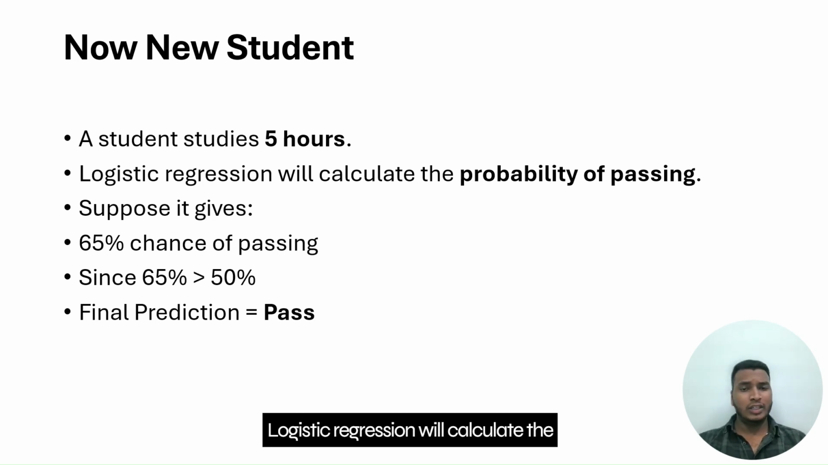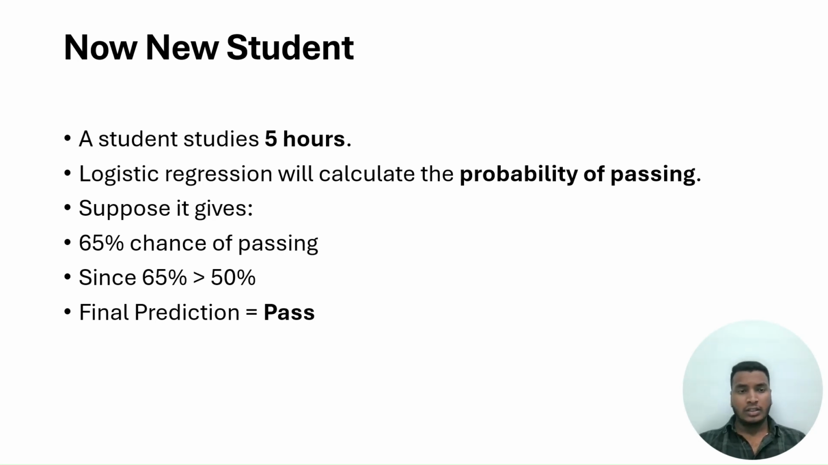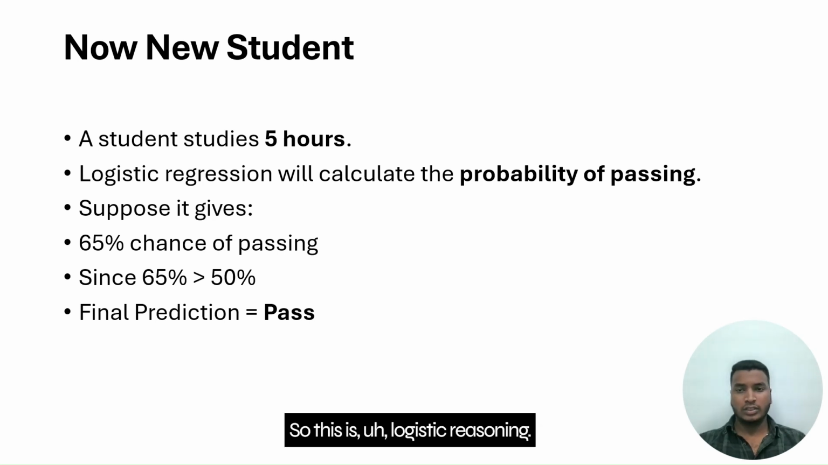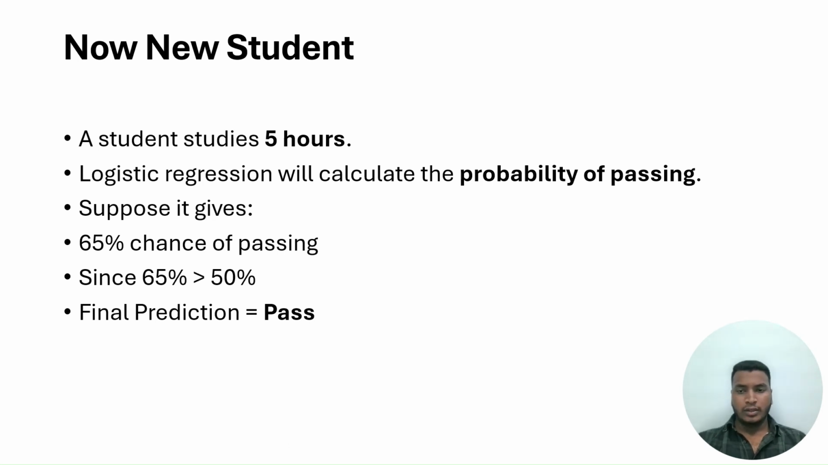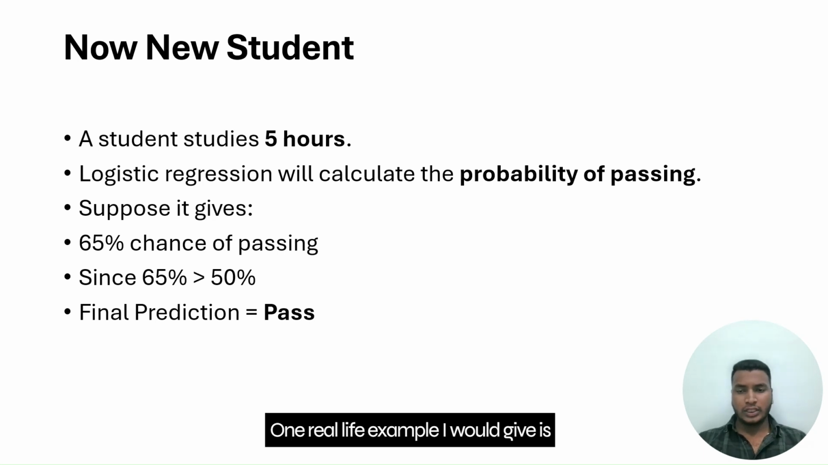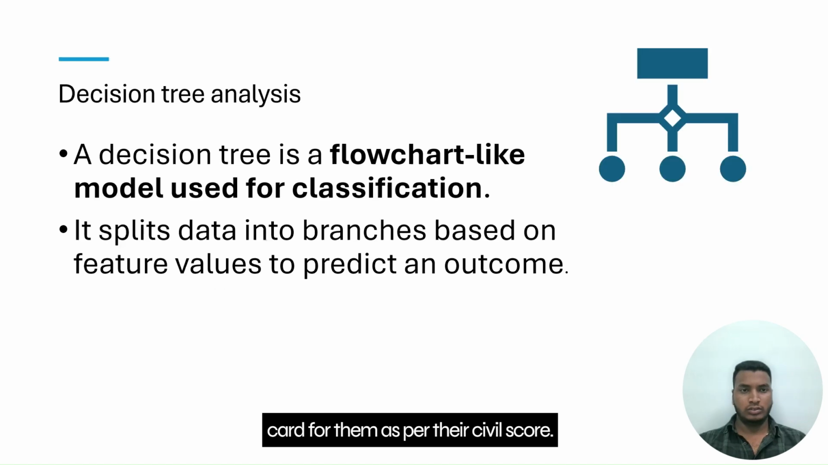Logistic regression will calculate the probability of passing. Suppose it gives a 65% chance of passing. Since 65% is greater than 50, the final prediction is pass. So this is logistic regression. One real life example I would give is that banks use logistic regression to predict loan approval risk. With that, they can decide whether to give the customer a loan or a credit card as per their CIBIL score.